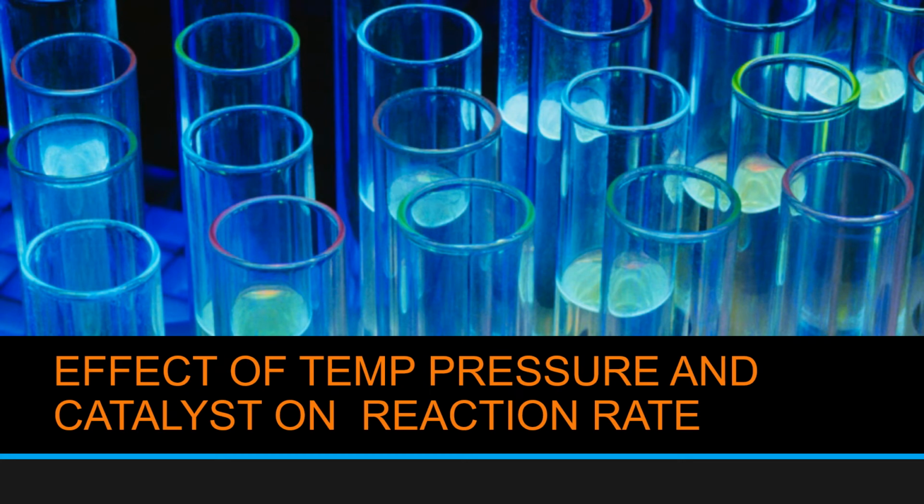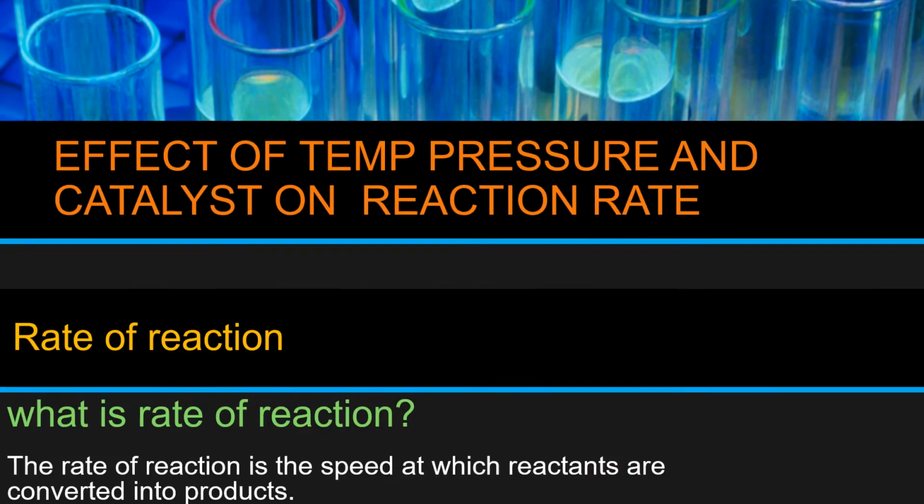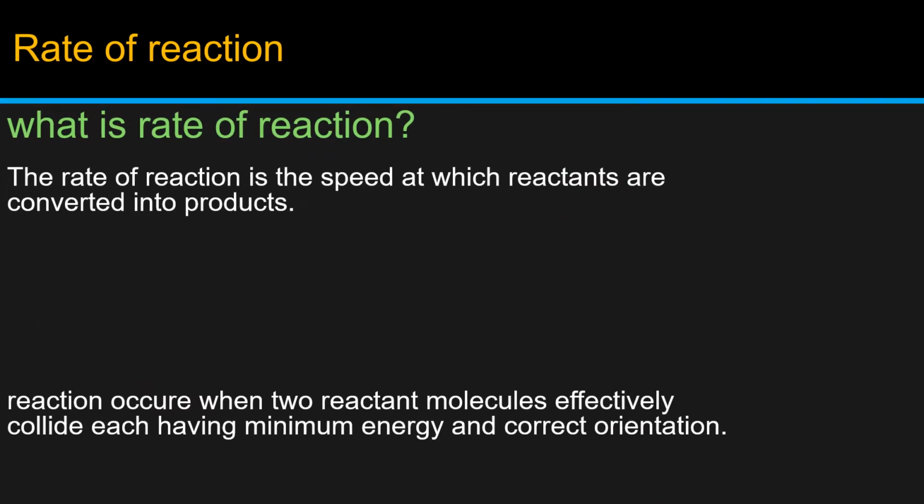So our topic for today is the effect of temperature, pressure and catalyst on the rate of reaction. First of all, what is a rate of reaction? A rate of reaction is the speed at which reactants are converted into products. A reaction occurs when two reactant molecules effectively collide with each other, having minimum energy and correct orientation. That is the time a reaction happens.